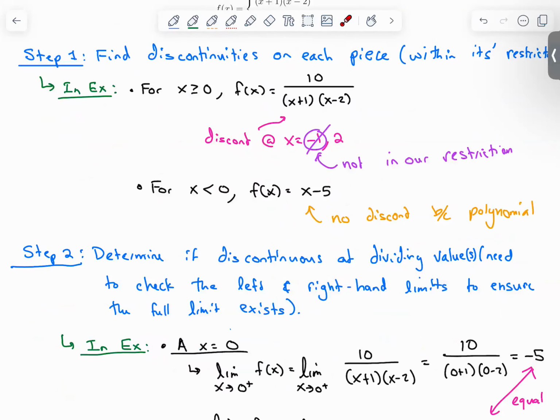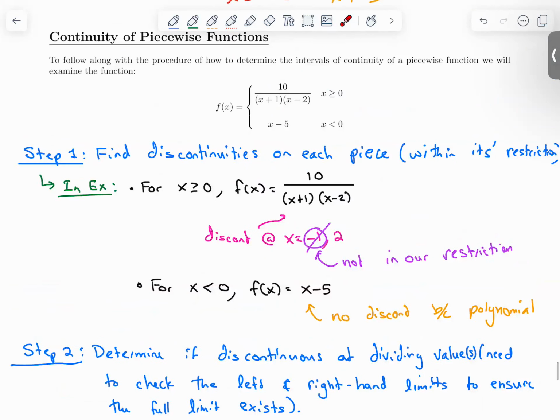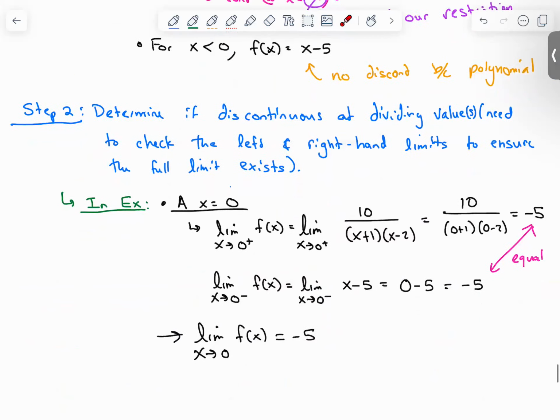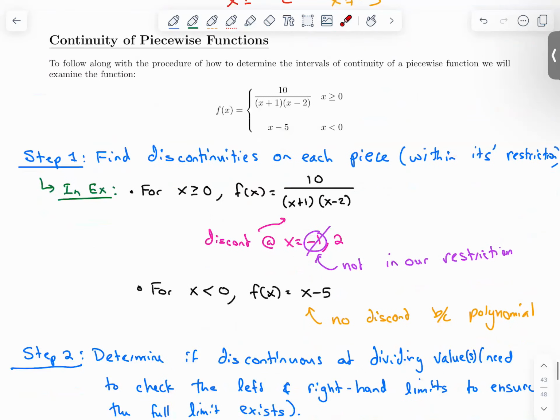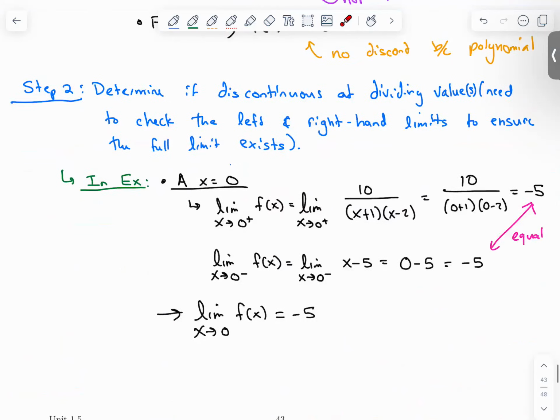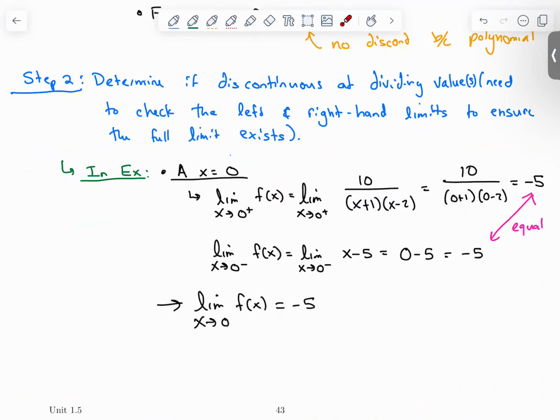To do that, you need to check the left and right-hand limits of the dividing values. In this case, our only dividing value was 0. At x equals 0, we check the limit from the left and the limit from the right. Approaching 0 from the right, you were the first function, because you're equal to the first function for values greater than or equal to 0. We plugged in 0 because we knew there were not going to be any issues; we weren't going to be dividing by 0. We got -5. We plugged in the left side, which meant using the bottom function, and plugged in 0, and we got -5. They were both equal.